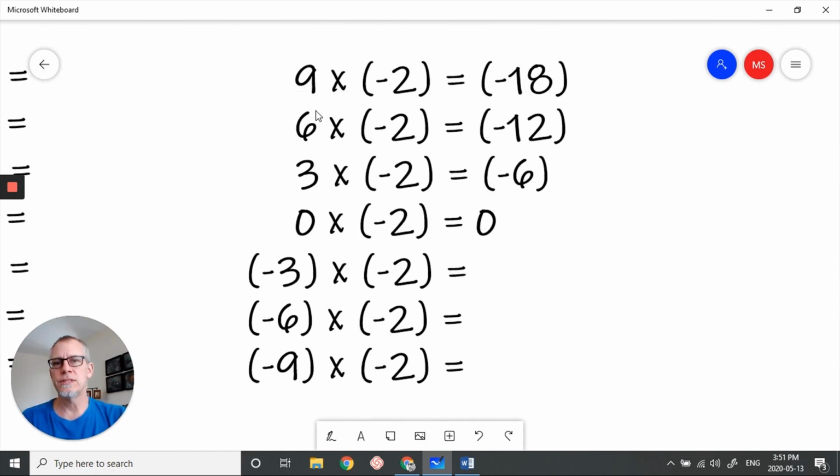So just as you might expect, then 6 times negative 2, negative answer, 3 times negative 2, etc. But by continuing the sequence on the left into the negative realm, we can see now what's going to happen when we have a negative times a negative if we just follow this sequence downward. So now's the time to pause, see if you can figure it out for yourself, and then we'll take a look at the answers. So pause now.